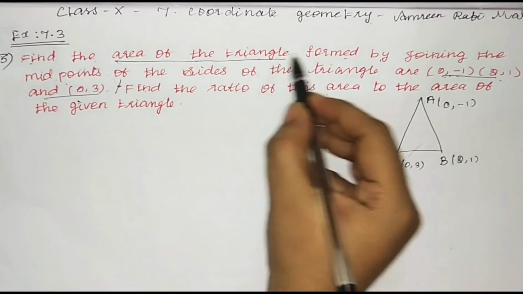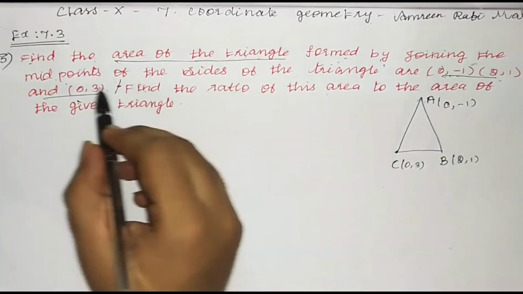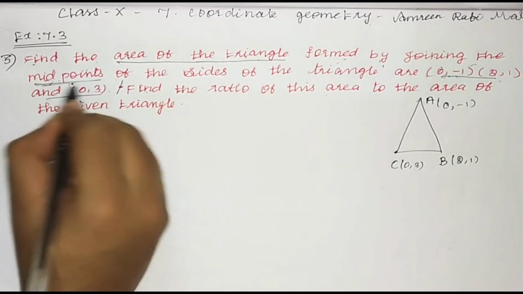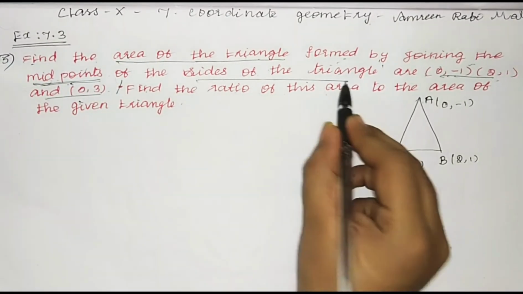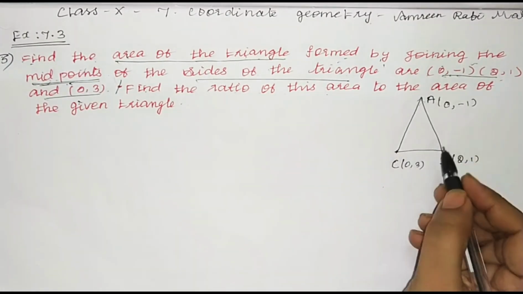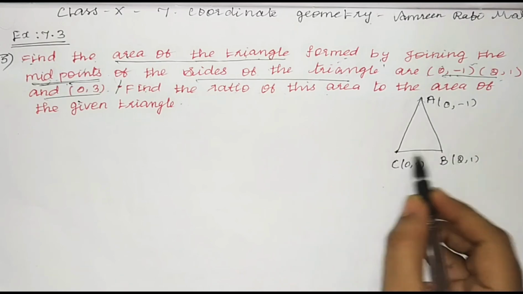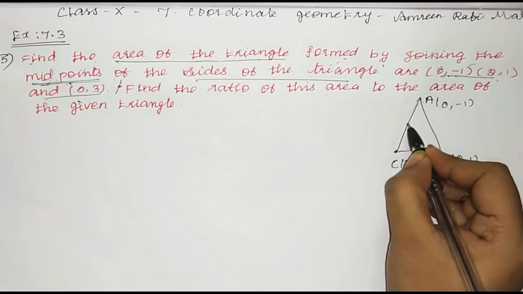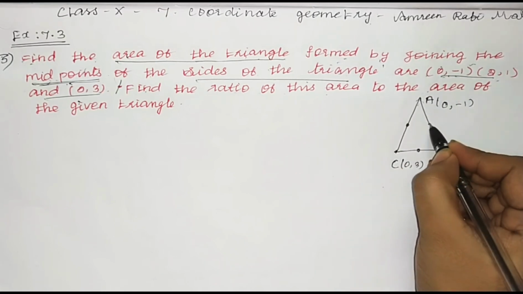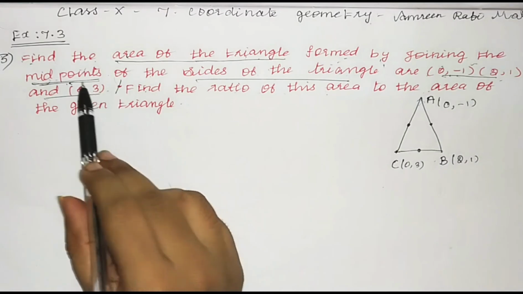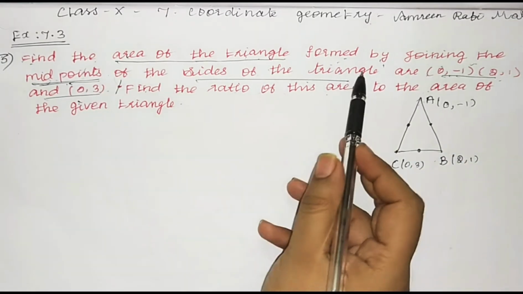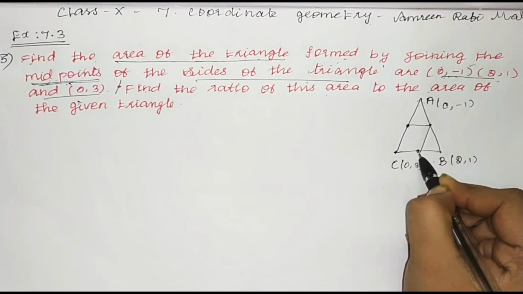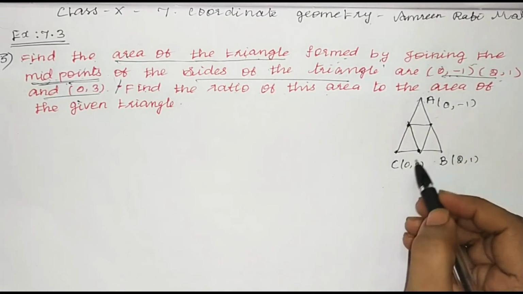Area of a triangle formed by joining the midpoints of the sides of the triangle. So how many sides are there in the triangle? 3 sides. Of the 3 sides, you have to find the BC side midpoint, the AC side midpoint and the AB side midpoint. Now you have to join the midpoints of the sides of the triangle, which means you will get one more triangle.